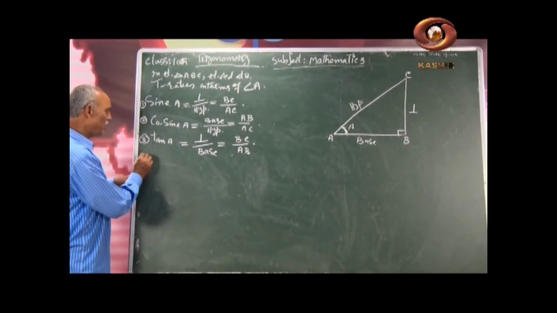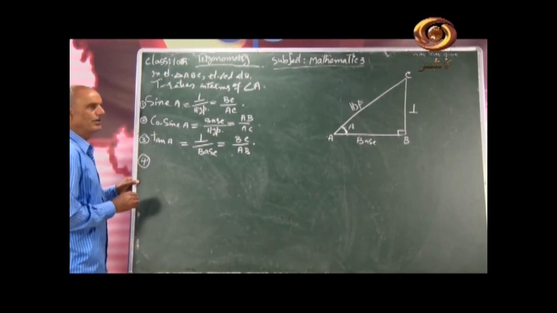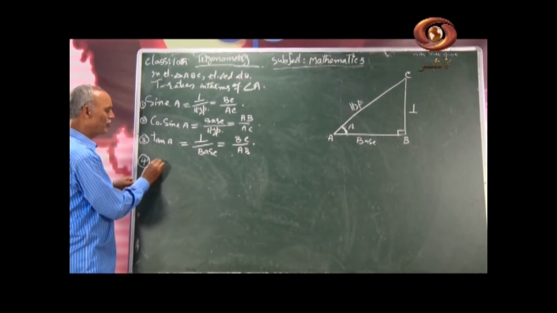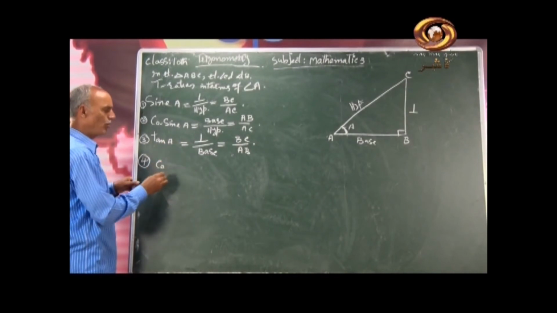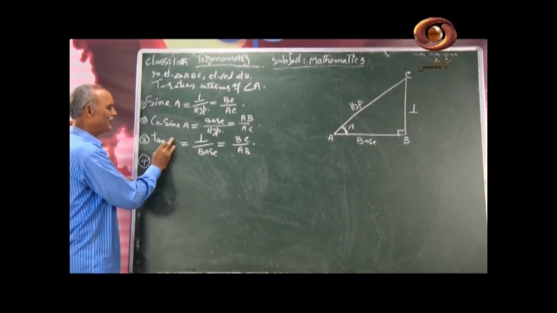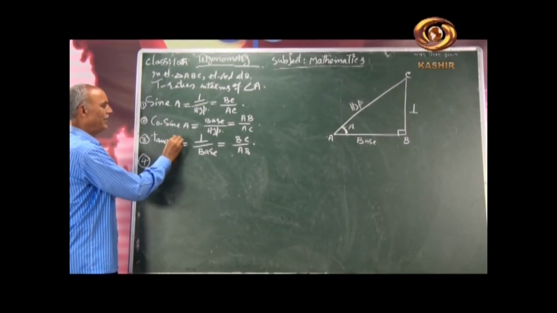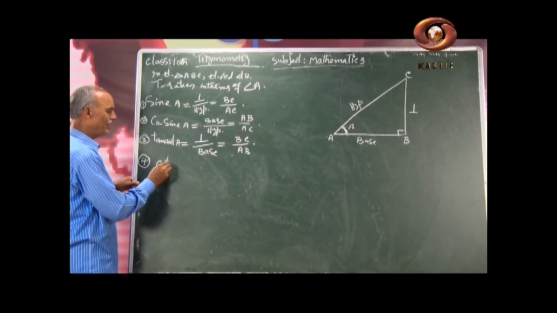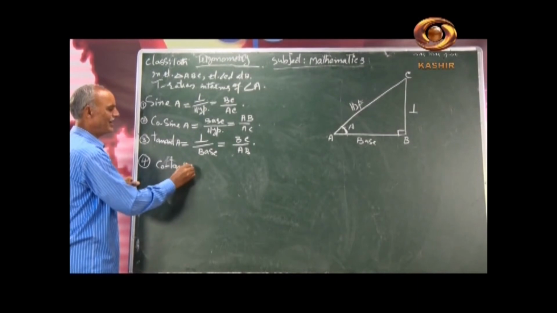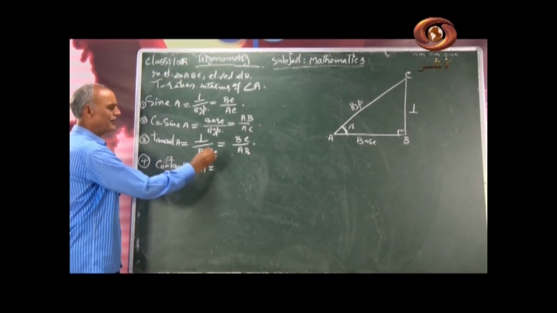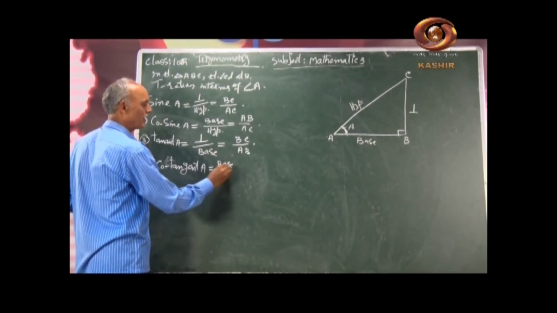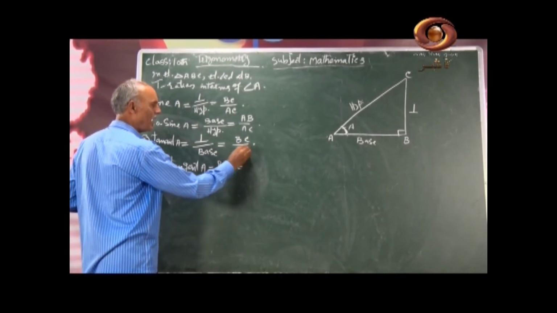And the rest of the four, we take the reciprocals of these three ratios. Say the reciprocal of tan is cotan, cotangent A. It is simply the reciprocal of tangent, meaning base by perpendicular. So we write AB by BC.